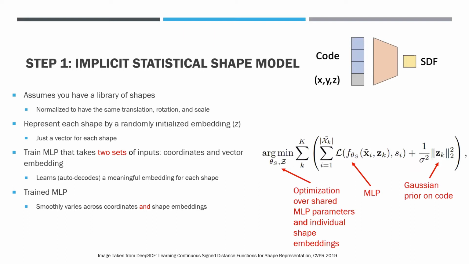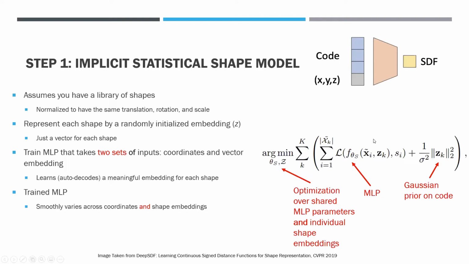But this MLP is like the last one, except it takes two sets of inputs. It takes both the coordinates, the x here, but also the vector embedding as a second input. And you're going to train that MLP to regress the SDF values for your whole library of shapes.